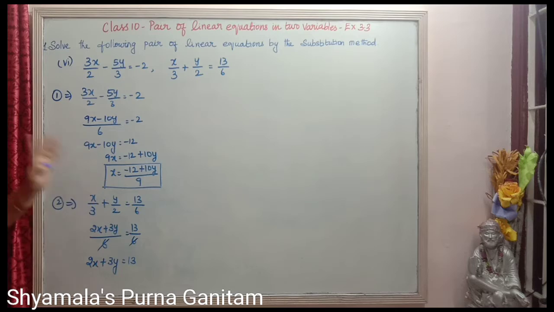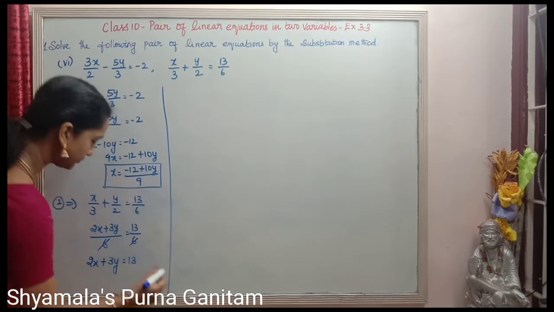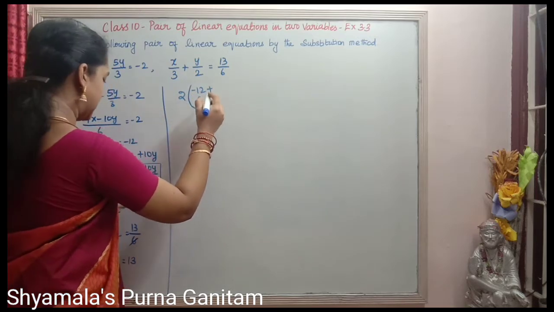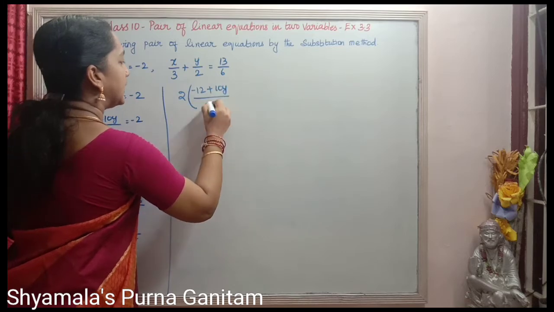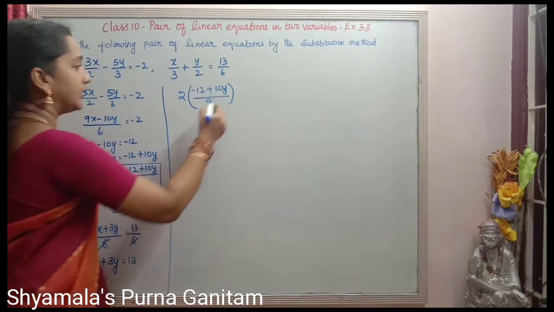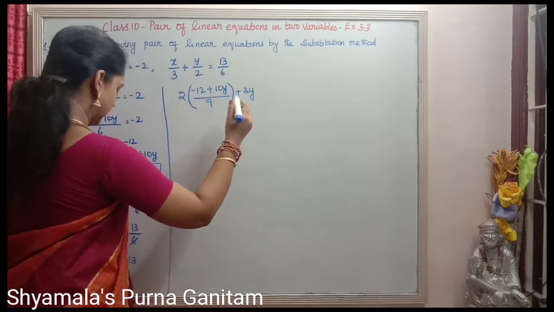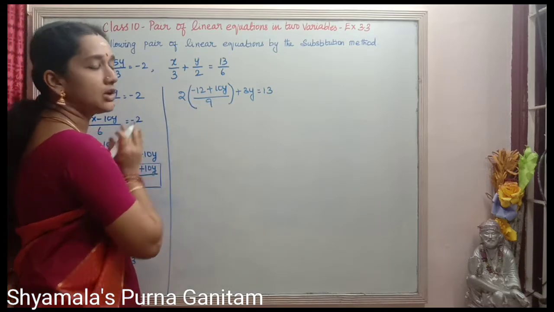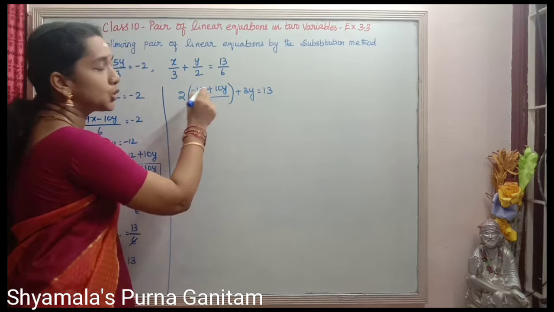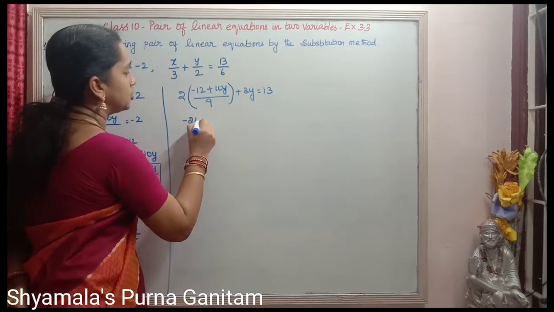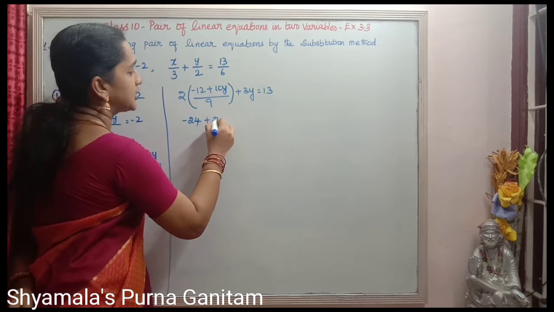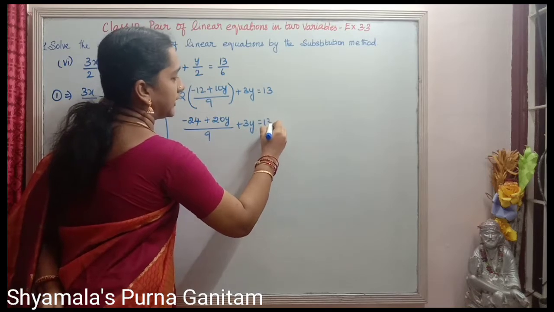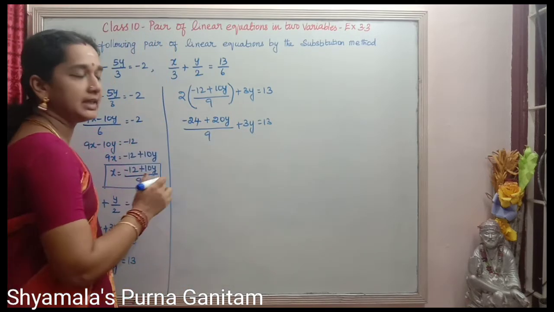So in this equation I will be substituting x value. So 2 into x value, which is minus 12 plus 10y by 9, plus 3y is equal to 13. Okay, now here we cannot cancel all these things. So I will multiply this 2 with the numerator. So when I multiply it with the numerator, I will get minus 24 plus 20y by 9 plus 3y is equal to 13.